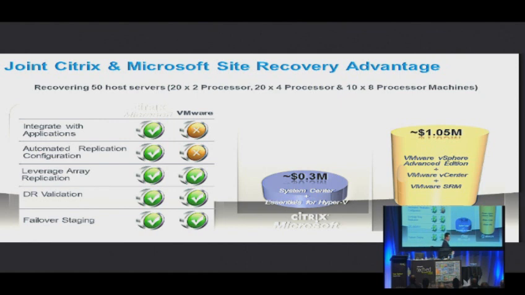Commercially, and this is where it becomes really interesting, the solution from both Microsoft and Citrix tends to run out at less than 1/3 of the cost of an equivalent VMware-based solution. I don't know if you can make it out there, but this example is for a 50-host environment. You can see at the top the breakdown of the number of processors per server and how we've licensed that out. A lot of people ask me all the time why the solution is so much cheaper than the VMware solution.